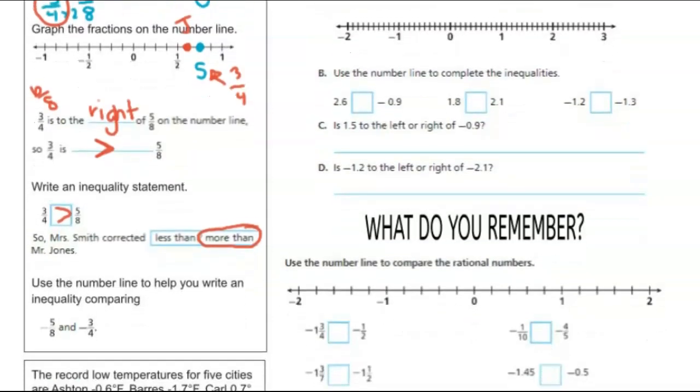Use your number line to help you write an inequality comparing -5/8 and -3/4. So this time, instead of them being positive, they're going to be negative. And I'm going to use some different colors, and I'm going to put them up here on the number line. So -5/8 would put us right here. So that would be J for Jones. Then I'm going to use a yellow for Smith.